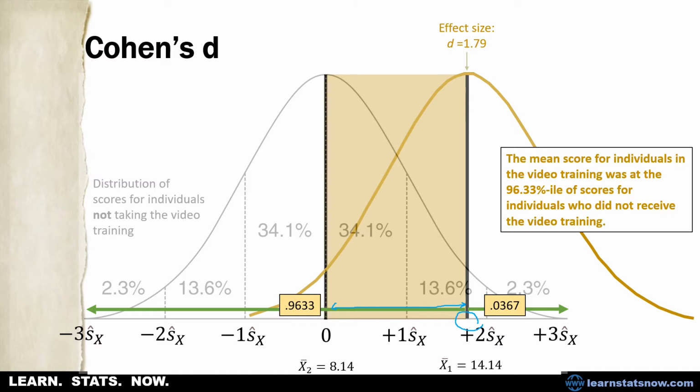In other words, the mean for the folks who were trained was way, way up there, way out toward the tail of the distribution of folks who did not take the video training. And that really helps us visualize how significant the training was.